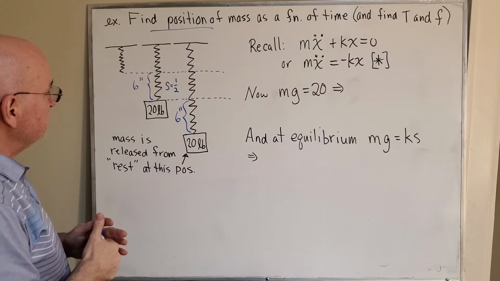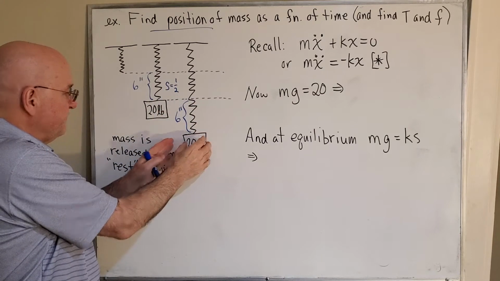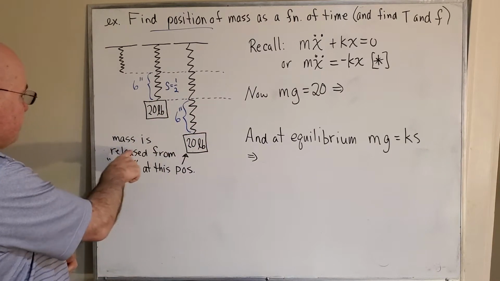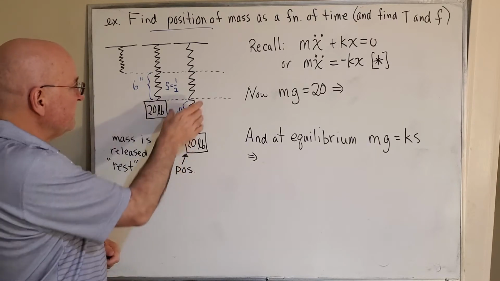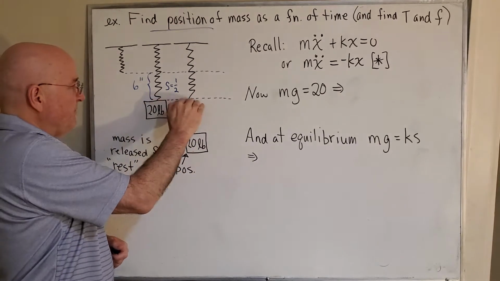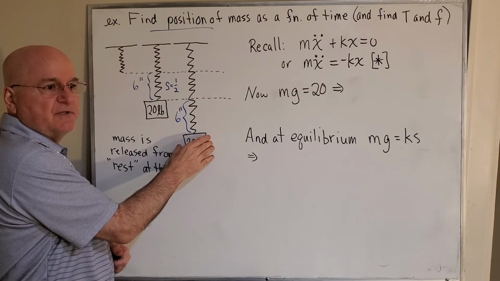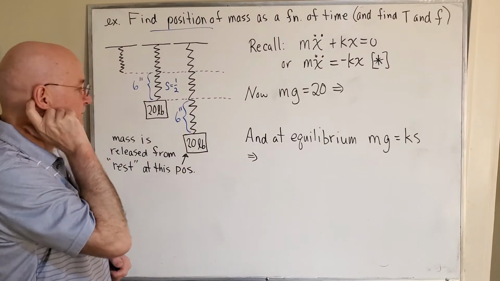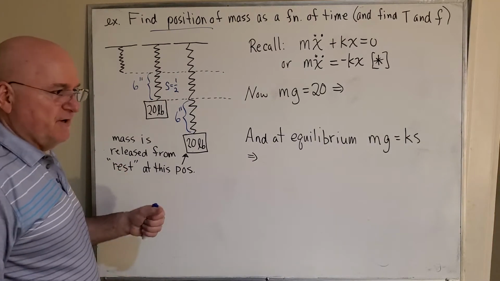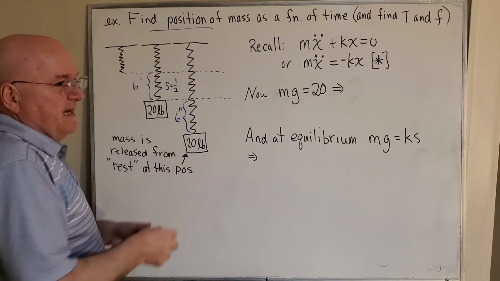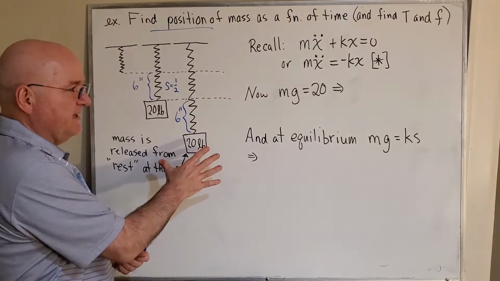And then somebody takes the weight, stretches it down, and the mass is released from rest at this position. So it was at equilibrium right here, bring it down to here, and then at time 0, it's just let go. That's what at rest means. It means you're not applying any extra force, hitting it with a baseball bat or anything like that. You're just letting it go.